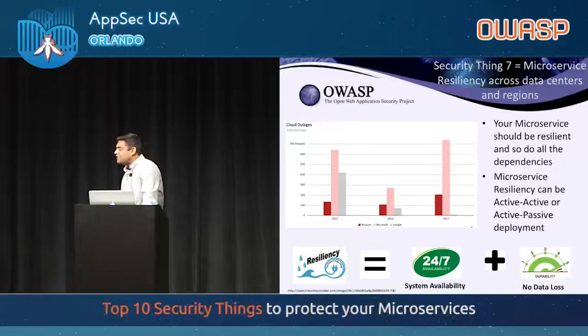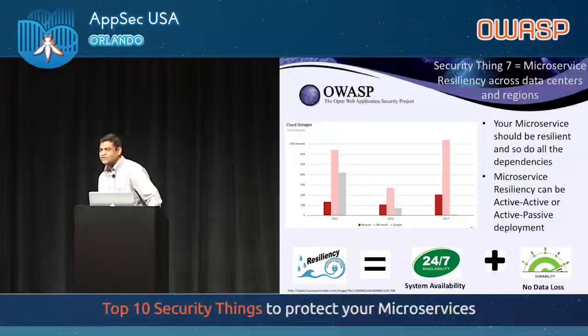So system availability means, if I want to use your microservice, will it be available? And if it is available, will my data be lost anytime? So when you talk about resiliency, you talk about system availability and no data loss. The trend that we are seeing is that a lot of customers are using cloud environments, AWS, Microsoft, Google. What happens if one of the components in this cloud goes down?